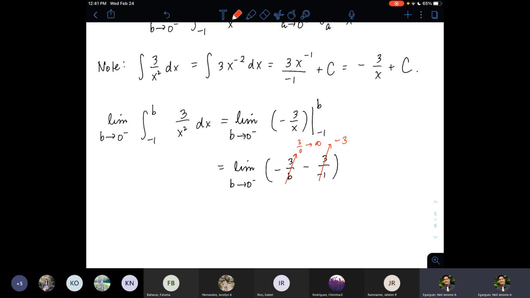But remember that b is approaching 0 from the left. So b actually stands for a very small negative number. So that means this is a negative number. Let me just rewrite that: 0 from the negative side. So this would be negative infinity. But there's a negative in front, so this will be positive infinity. So that's negative of negative infinity minus minus 3. That's going to be infinity plus 3, which is still infinite.